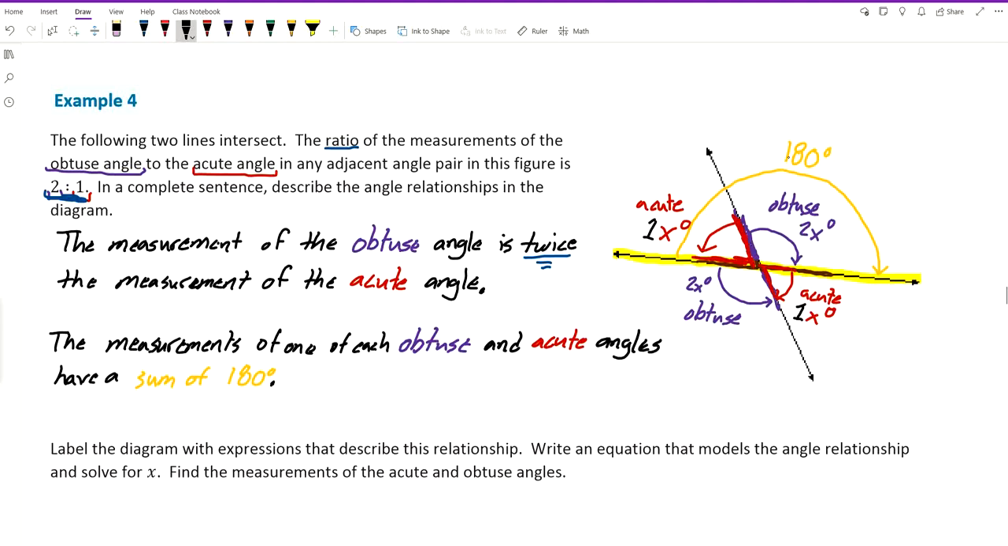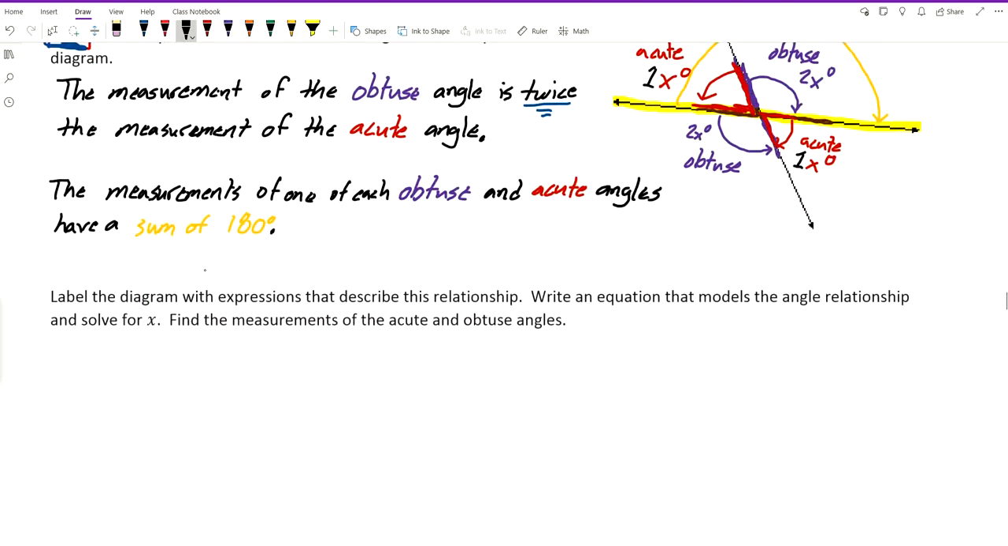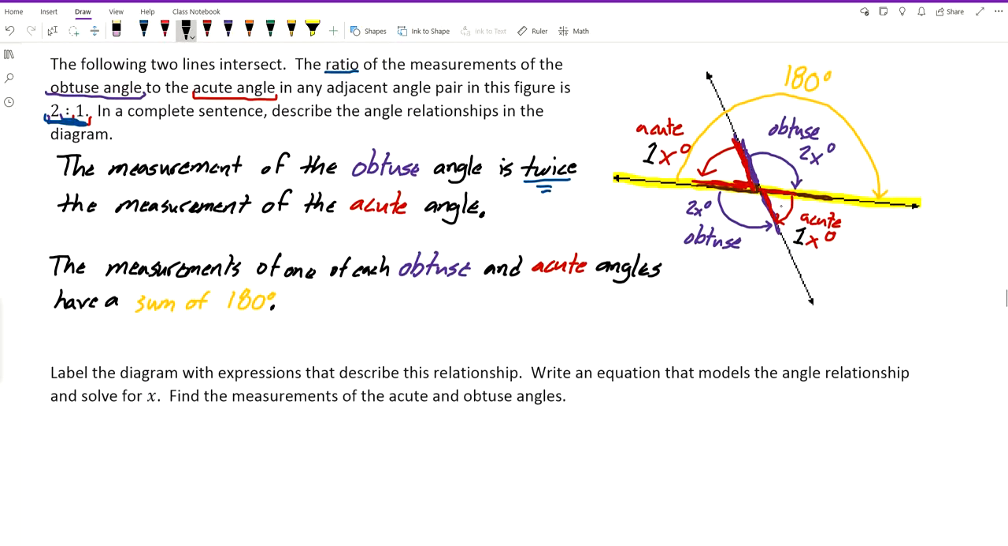So let's go on to the next set of directions, which we kind of did already. It says label the diagram with the expressions that describe this relationship. Write an equation that models the angle relationship and solve for x. So we already labeled it by labeling it acute and 1x, obtuse and 2x, and then showing how this straight line has an angle measure of 180 degrees. That's the first part they told us, is labeling. Let's write an equation now.